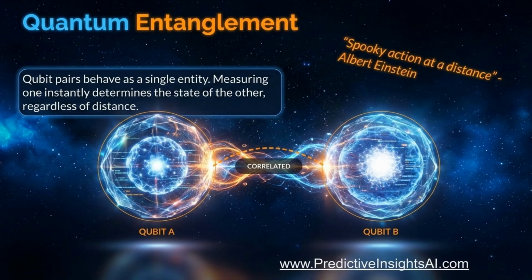Quantum entanglement describes how qubit pairs behave as a single entity. Measuring the state of one qubit instantly determines the state of the other, regardless of the distance between them. This phenomenon was famously called spooky action at a distance by Albert Einstein.